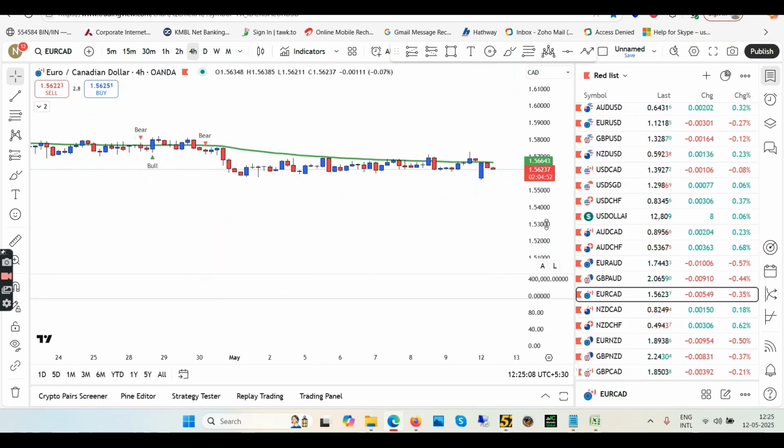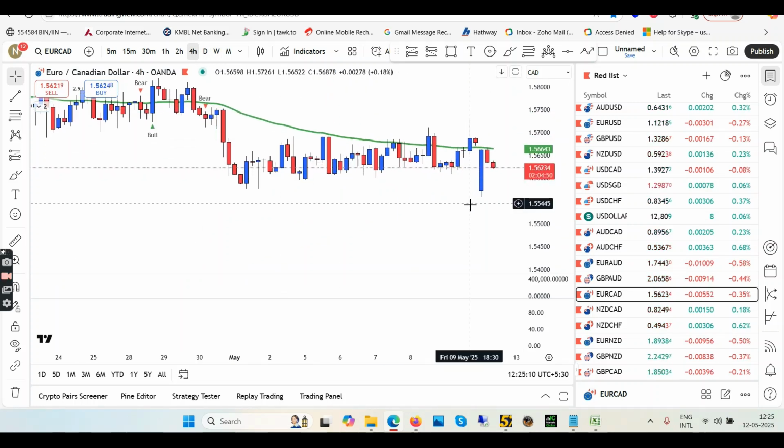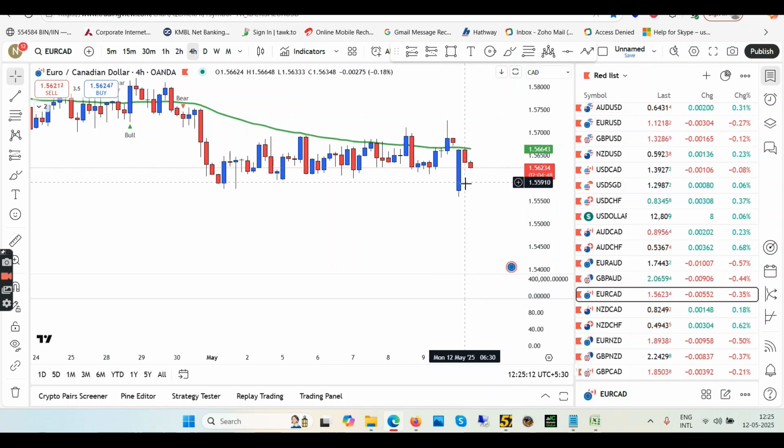Coming back to the 4 hour here, you can see we are below the EMA. So this was the start of Monday morning, and then we are coming down. So if you want, you can enter short right now and take your profit somewhere here, or as per the definition, you can enter after every pullback. So that's the pattern, isn't it?